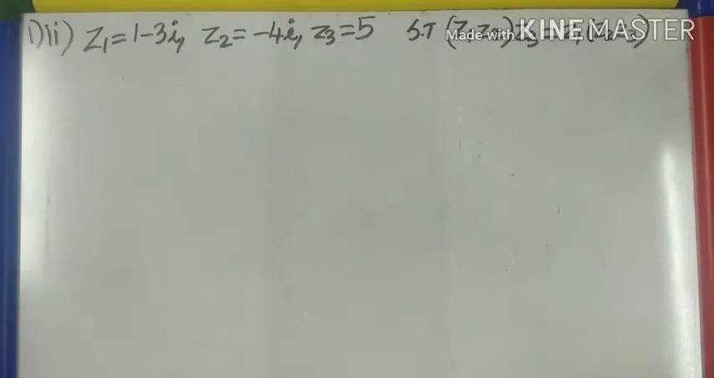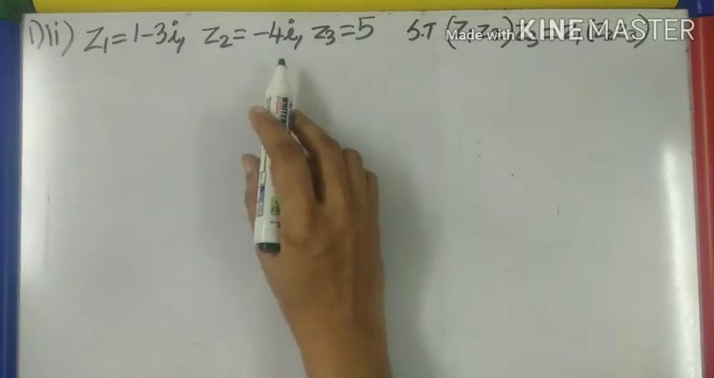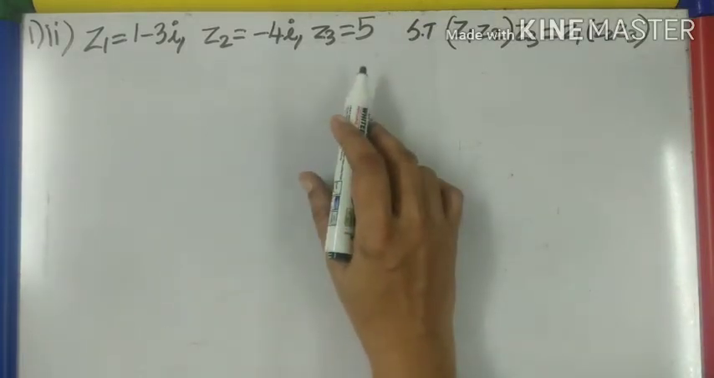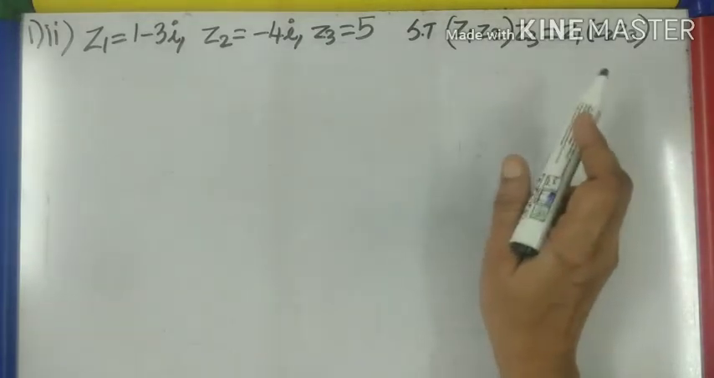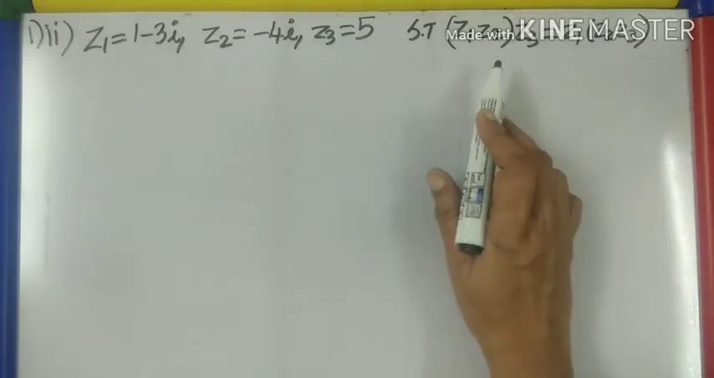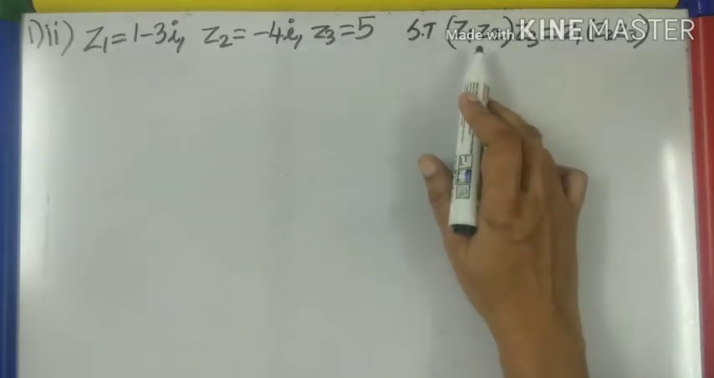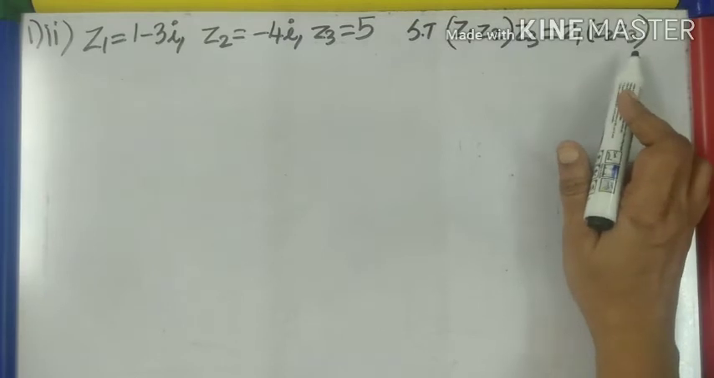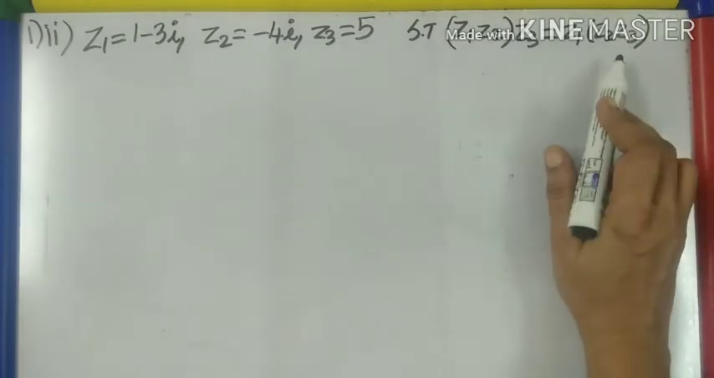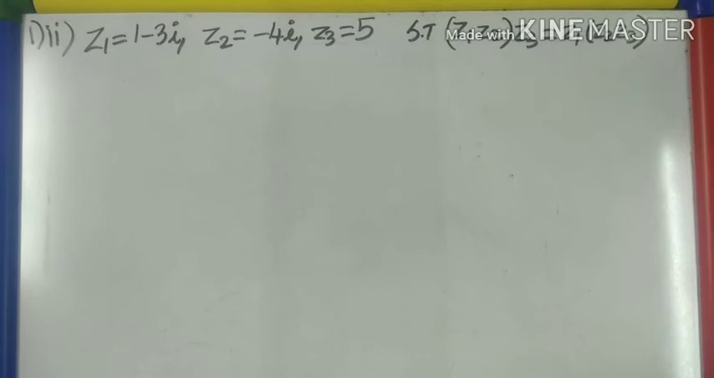Second subsection: Z1 is 1 minus 3i, Z2 is minus 4i, Z3 is 5, and we need to show that multiplication is associative. Z1 into Z2, that answer multiplied with Z3; Z2 into Z3, then Z1 times that answer. Show both the sides are equal.